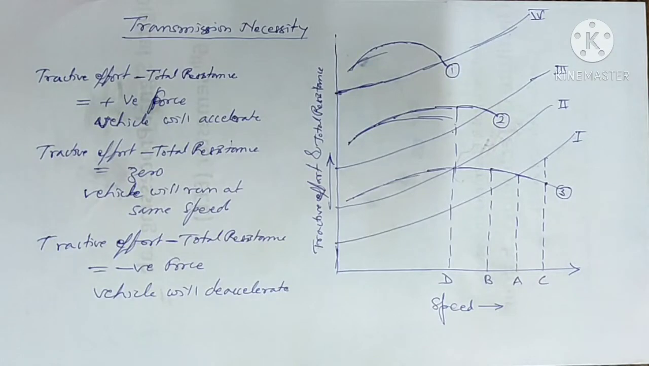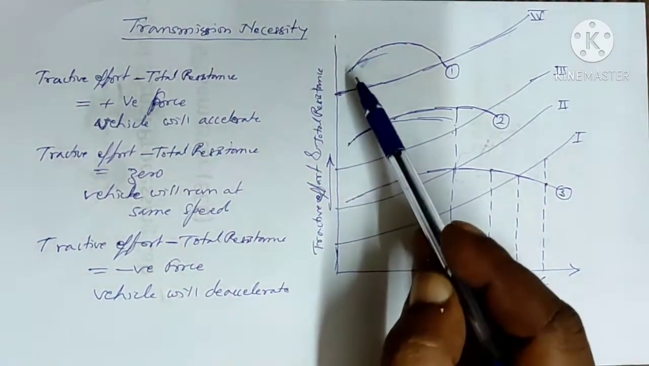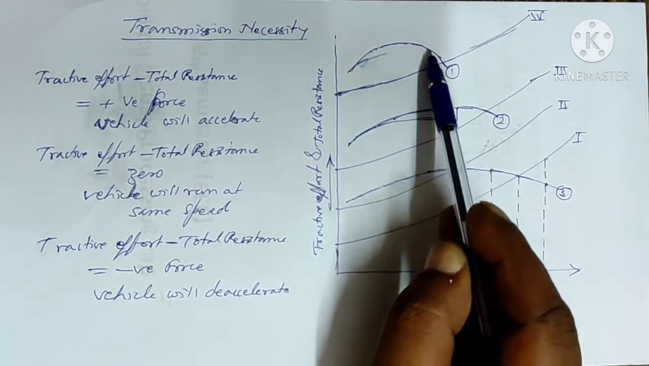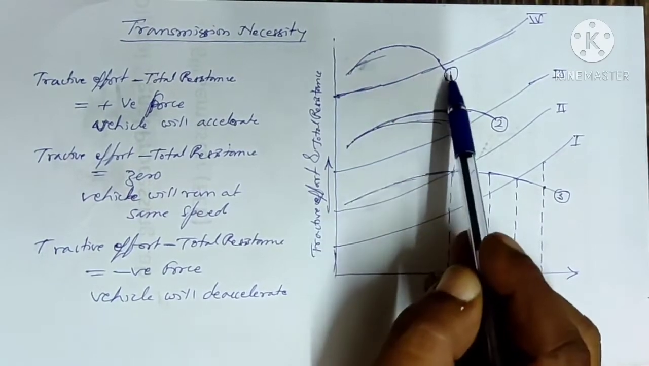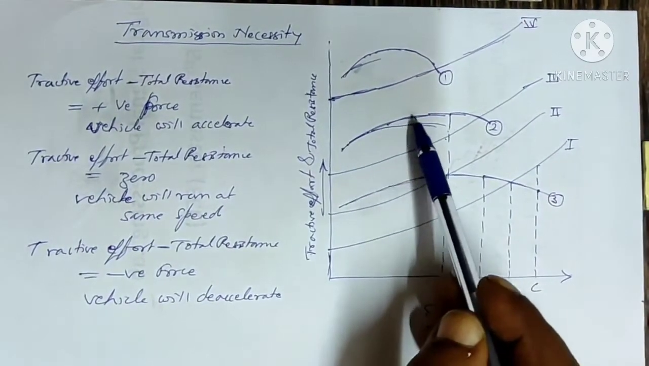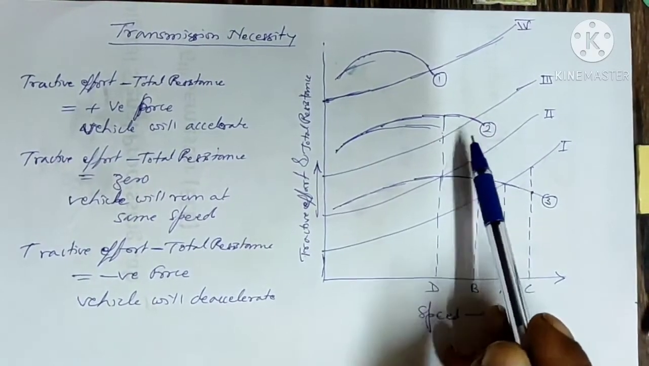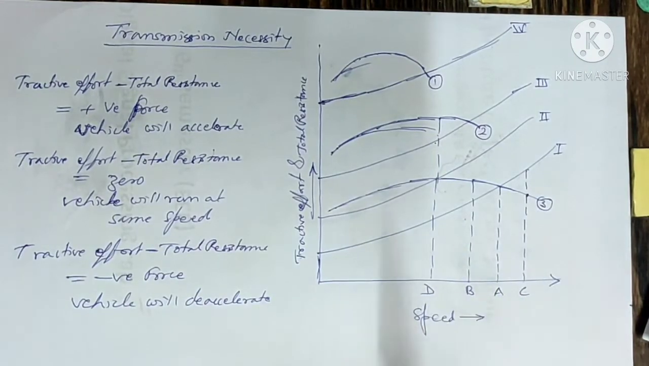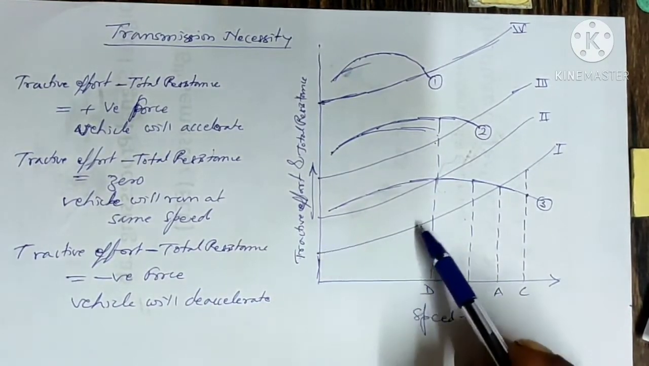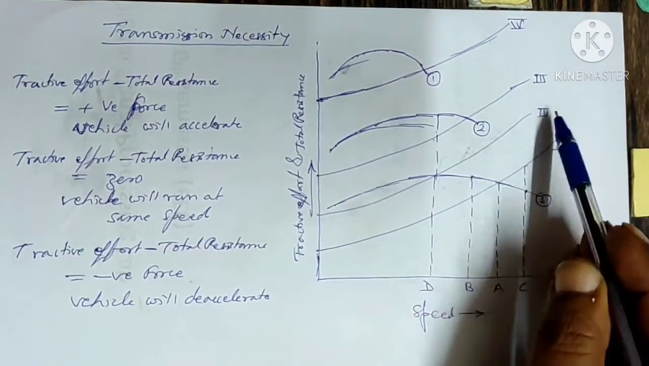Today, in the first class of automobile engineering, we will discuss the transmission necessity. Here in the graph, you can see the tractive effort curve. This is the tractive effort when the vehicle is in first gear, this is the tractive effort of the second gear, and this is the tractive effort of the third gear for different speeds. And these are the total resistance curves.